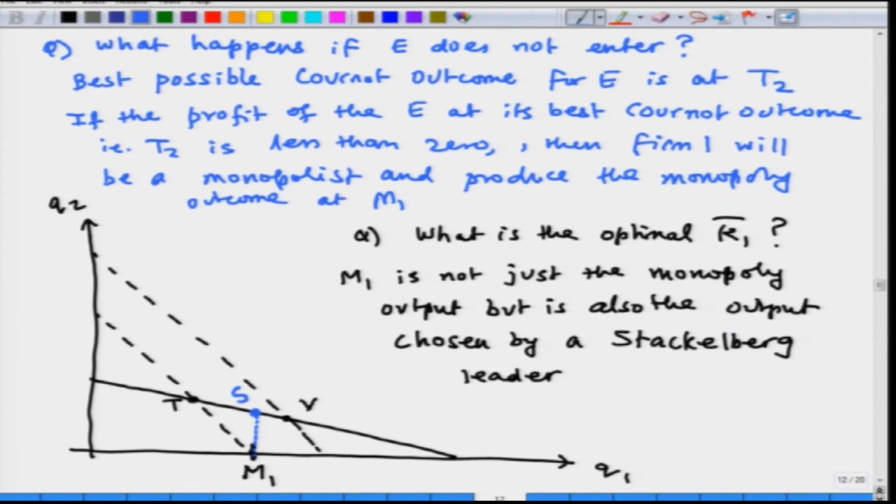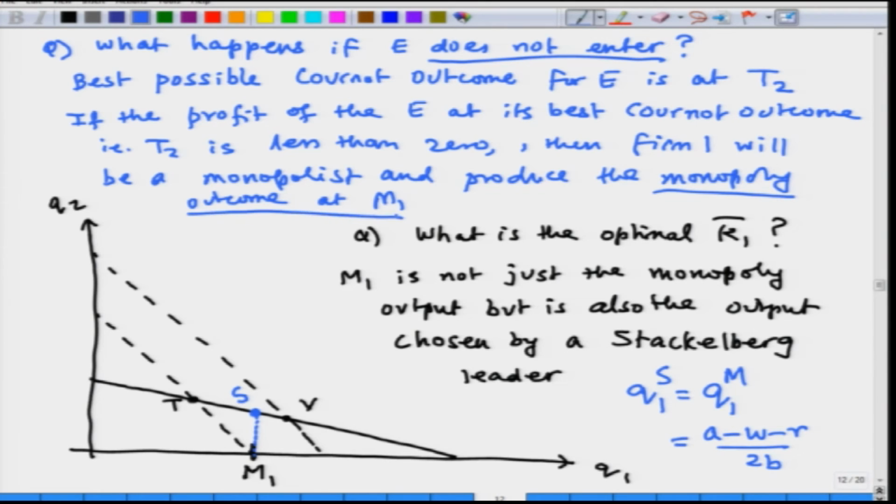So I will mention an S superscript here to denote that Q1S is exactly equal to Q1M, which in our case is A minus W minus R divided by 2B. So that is an important part. Now if entry does not occur, then the incumbent essentially is a monopolist and chooses the monopoly outcome at M1.